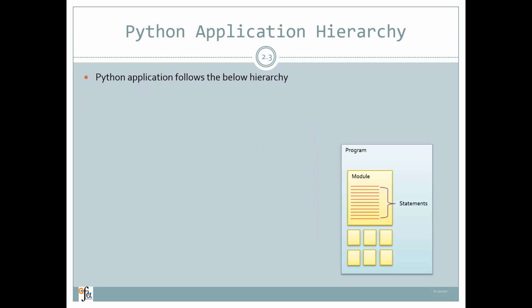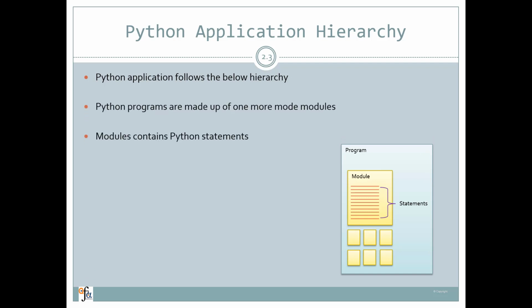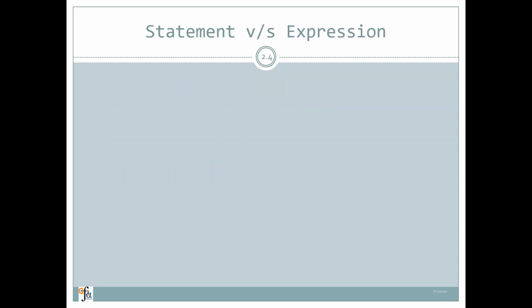First, let's understand the hierarchy of a Python application. A typical Python application is made up of one or more modules. Python modules then contain Python statements, and these statements are made up of expressions. These expressions are the instructions which create and process objects. Let's move to the next slide to understand more about statements and expressions.